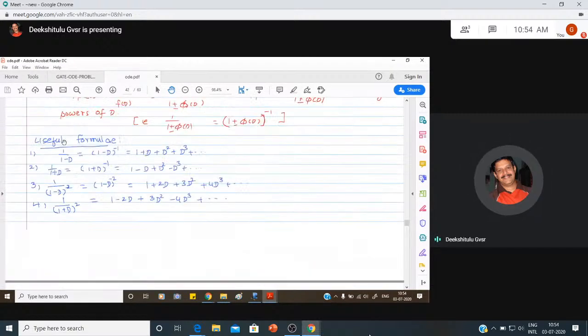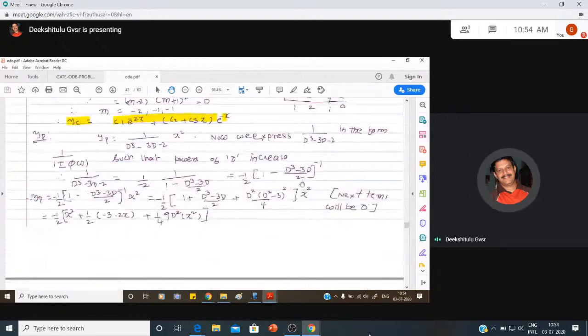So we use this formula here. When you use this formula, what happens? The powers of d gradually increase. So that is what we do. So this is minus 1 by 2, 1 minus (d cube minus 3d by 2) whole inverse on x square, minus 1 by 2. I apply the formula here.